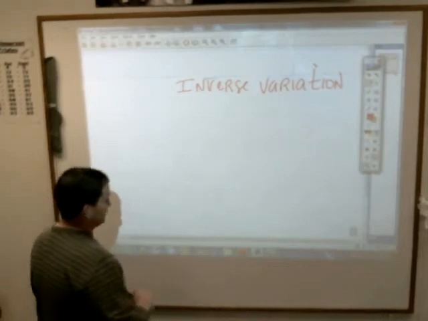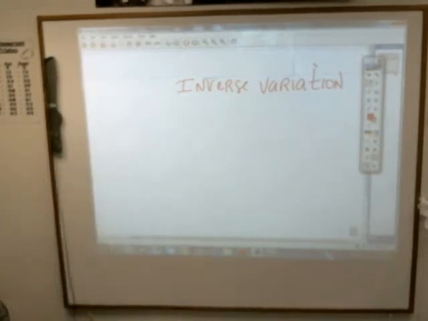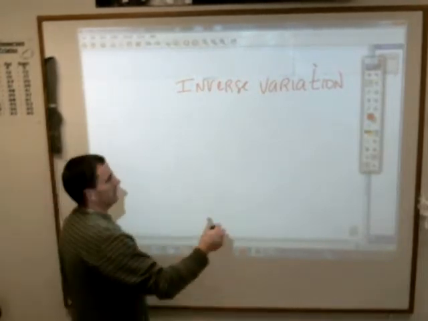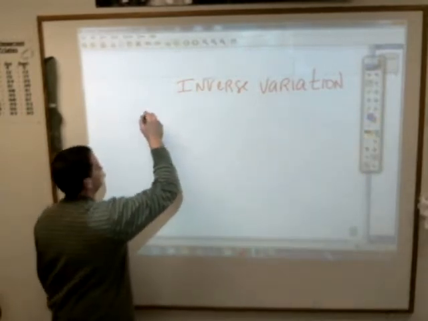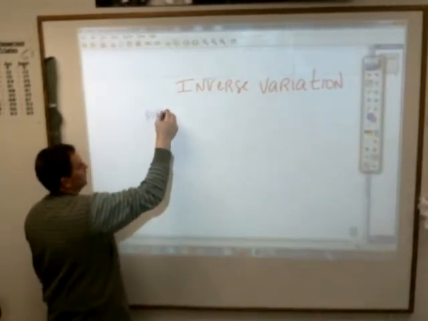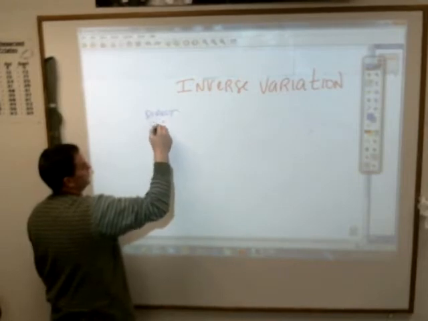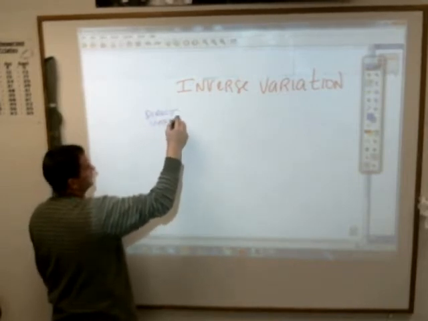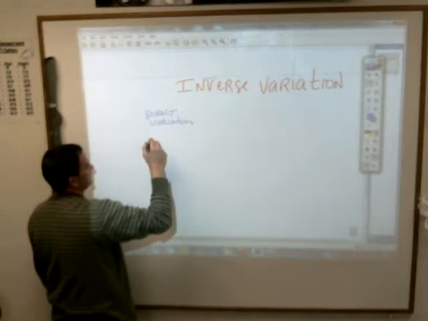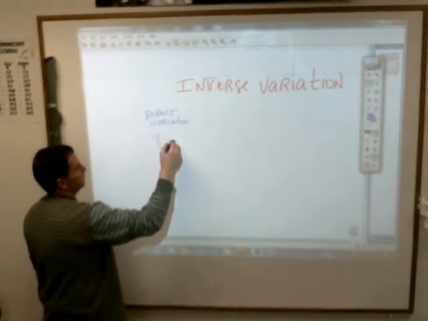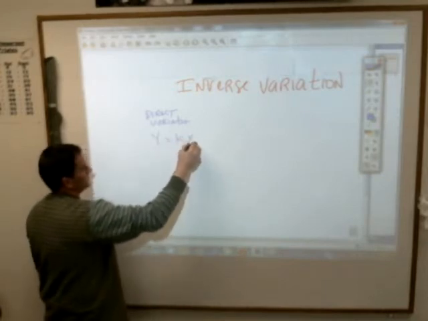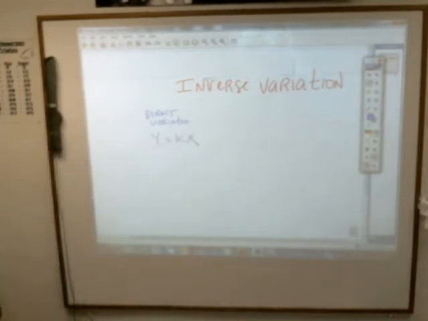Inverse variation. In order probably to get a grasp on the inverse variation thing, you should go back and think back. We talked about direct variation. Let's just put that off to the side so you remember it here. And if you look in your notes, somewhere you have that the direct variation equation was y equals k times x. I don't know if you remember that, but I can tell you we did it.